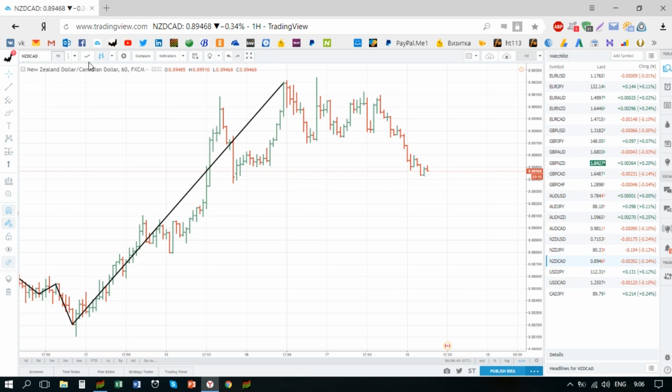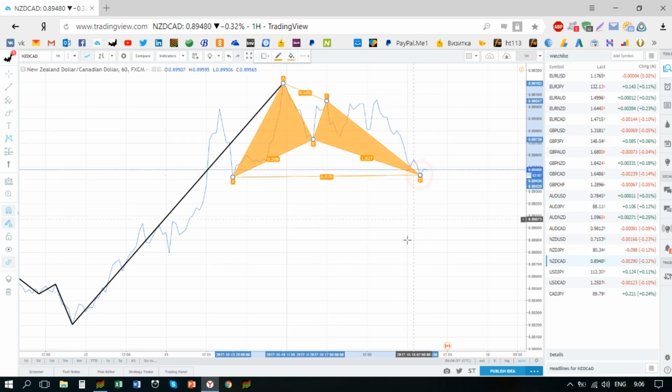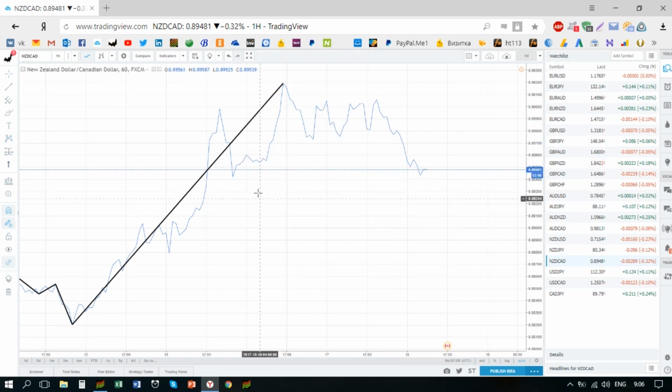Okay, what do we have on New Zealand Canadian? Broken this, broken that. I bet many of you would draw it this way, yes? X to A to B to C. This would be your pattern. Nope, it's not mine.